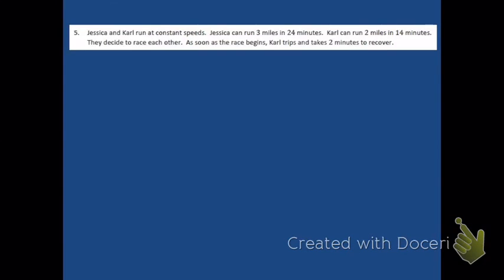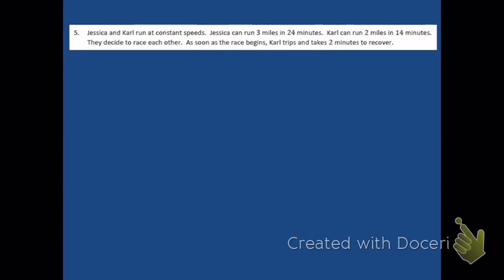Okay, let's look at exercise 5. In exercise 5, we have, again, 2 people running at constant speeds, Jessica and Carl. Jessica can run 3 miles in 24 minutes. Carl can run 2 miles in 14 minutes. They decide to race each other. As soon as the race begins, Carl trips and takes 2 minutes to recover.